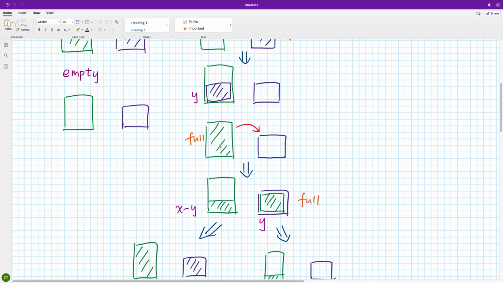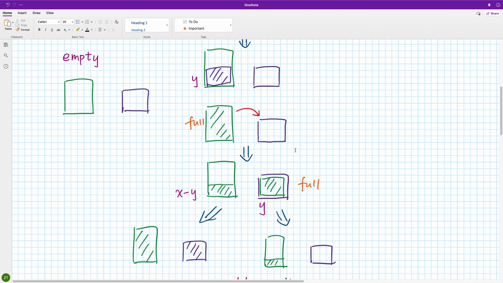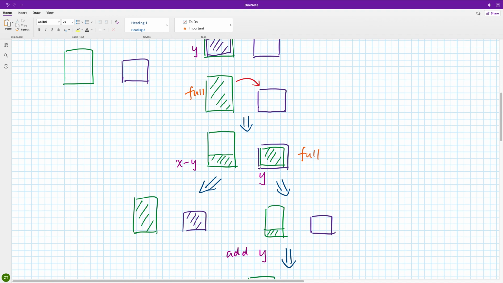Here is another example. If the current state is that the green jug is full and the purple jug is empty, then we pour the green jug's water into the purple one. Then we can see the purple one is full now, and the green jug should subtract the capacity Y, so it only has X minus Y water left. So what is the next possible state? We can either fill this green jug, then both jugs are full, or we can empty this purple jug.